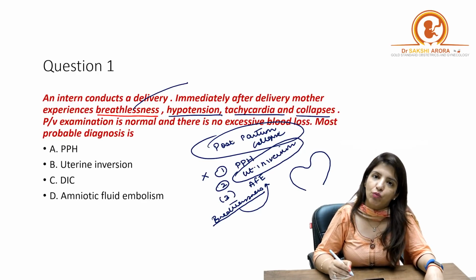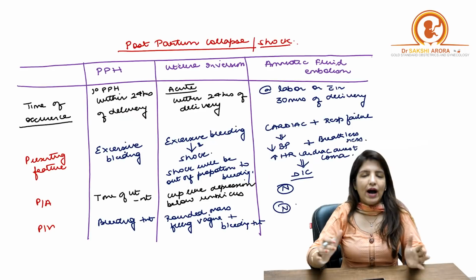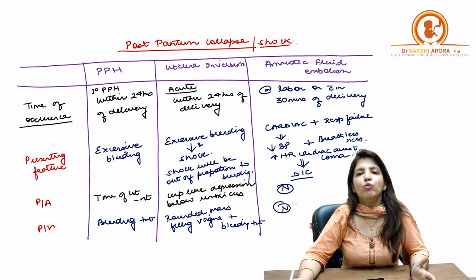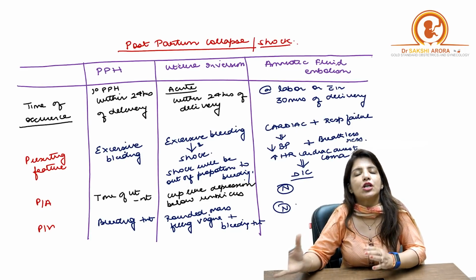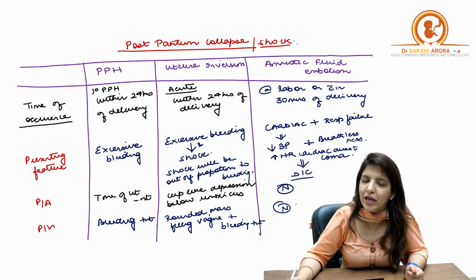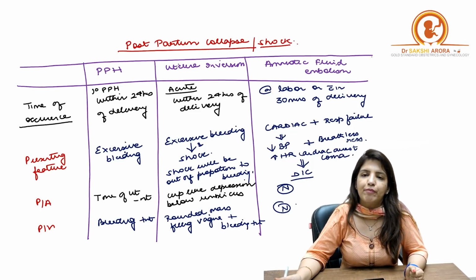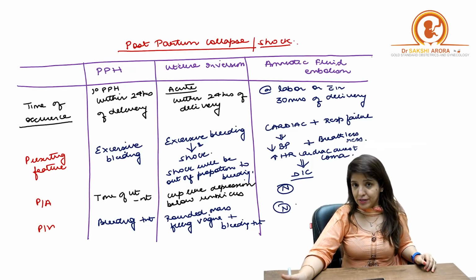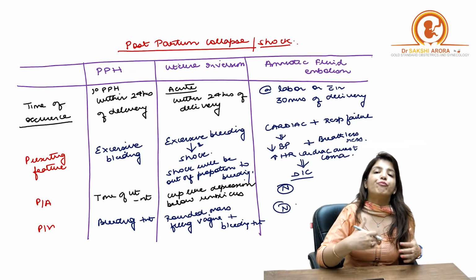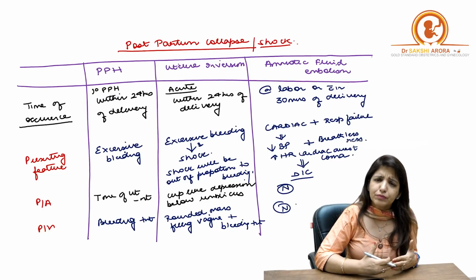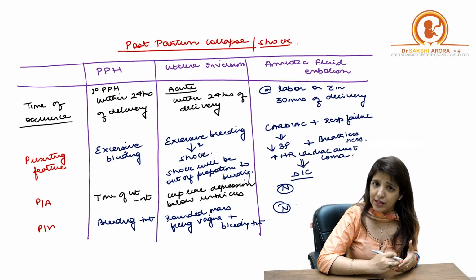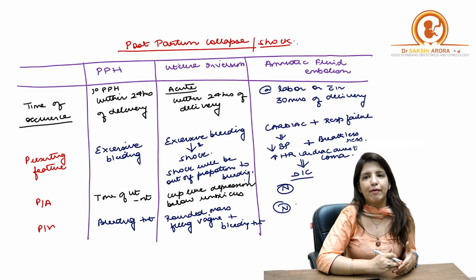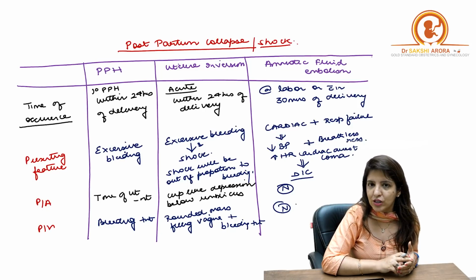and once you have excluded uterine inversion, right? So here I have a table for you in which we have written down important distinguishing features between PPH, uterine inversion and amniotic fluid embolism. When we talk about the time of occurrence, we are talking about primary PPH over here, which is happening immediately after delivery, and primary PPH can happen up till 24 hours of delivery.